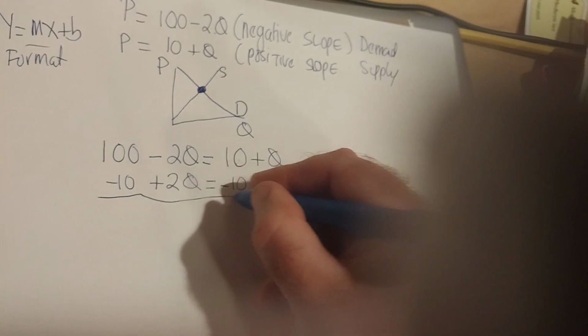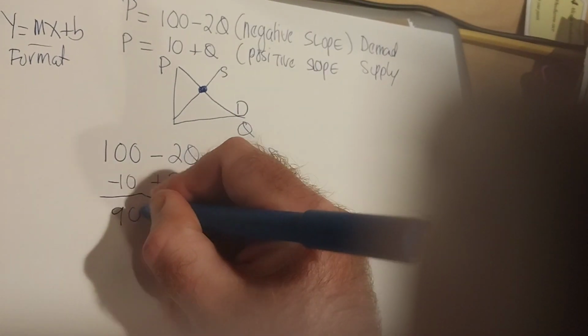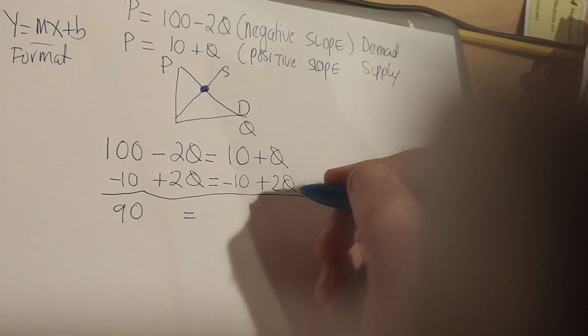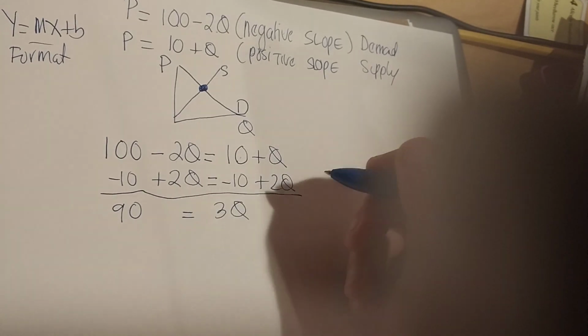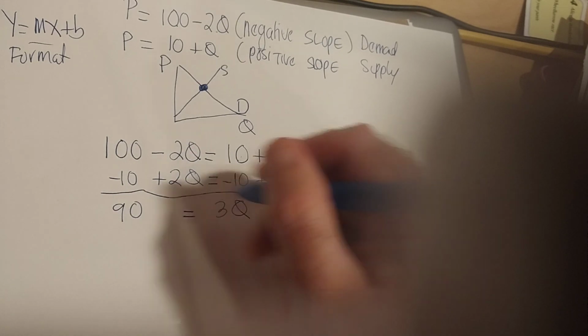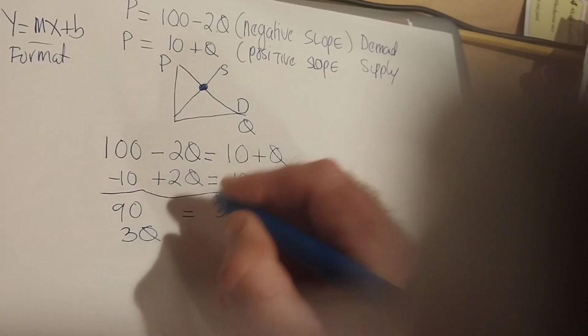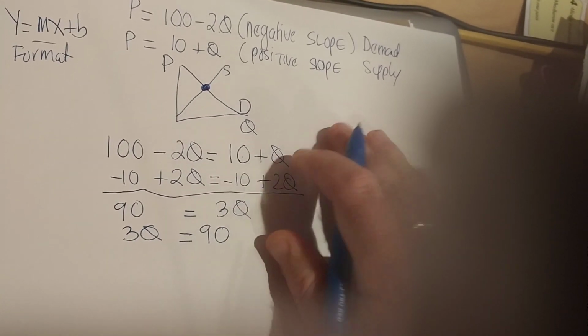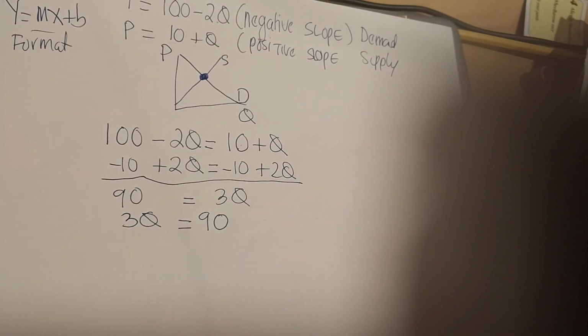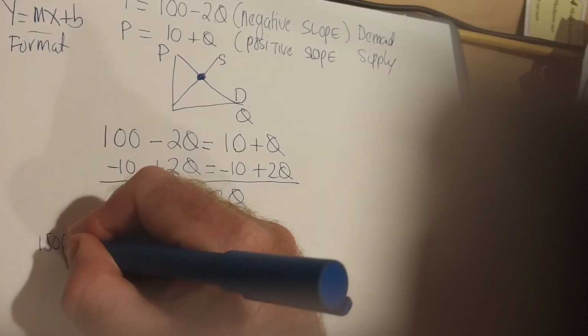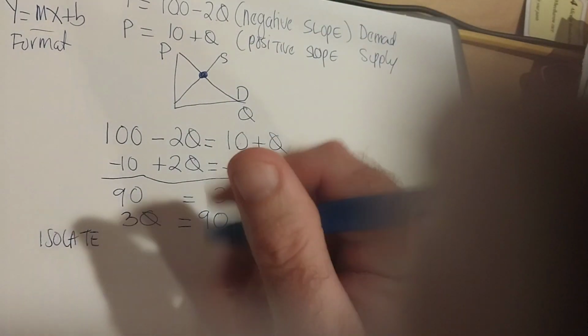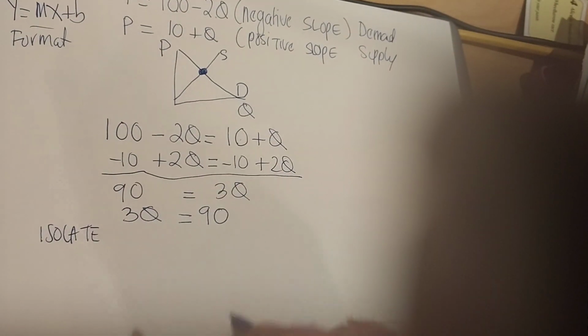So now, treat this as a simple math problem. We have 90 equal to 3Q. Now, I don't like the 90 being over here. I'm kind of a weird person. So I'm just going to tidy this up. I'm going to say 3Q is equal to 90. And remember what I said earlier. What are we going to do? We're going to quarantine, right? We're going to get the Q by itself. We're going to isolate it. We're going to be like, hey, you got something, stay away from everybody else.